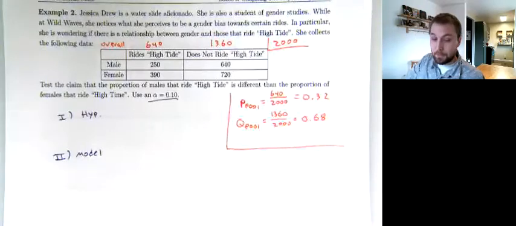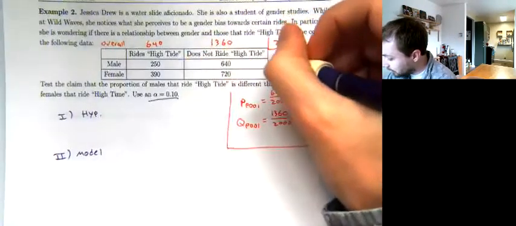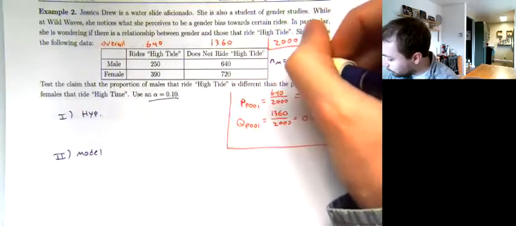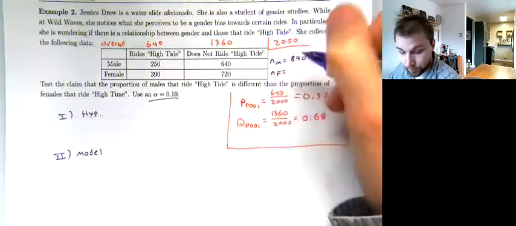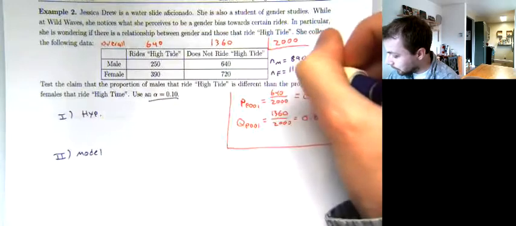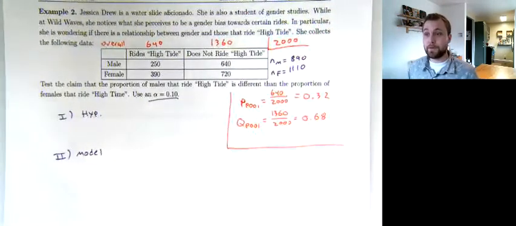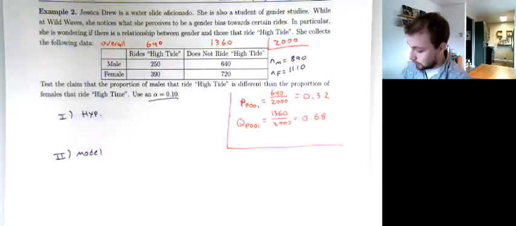Tiny bit more prep work. I'm just going to add these numbers together to see what I'm working with for sample sizes. So the number of males that I have for this problem, 890. Number of females for this problem, 1,110. Okay, I've set up the framework. I'm going to go through all the steps now for the problem. Hypotheses, model, p-value, conclusion. First step, hypotheses.